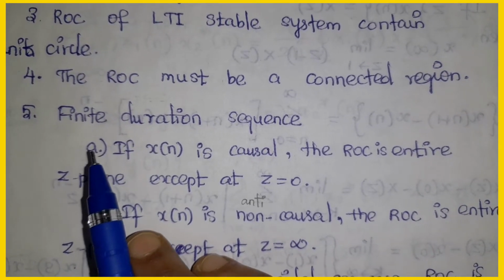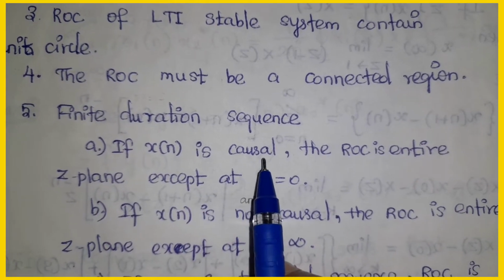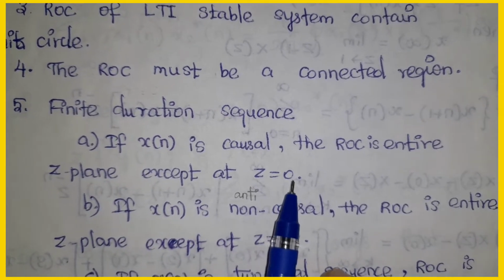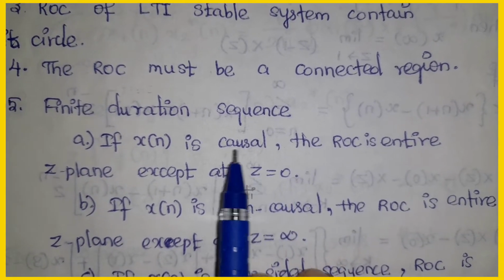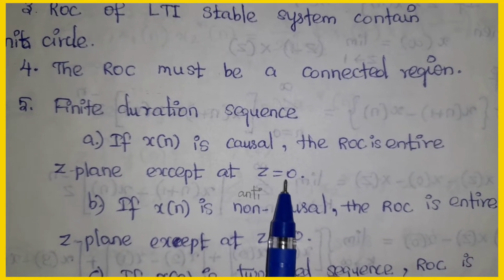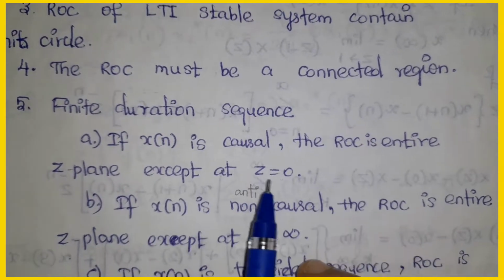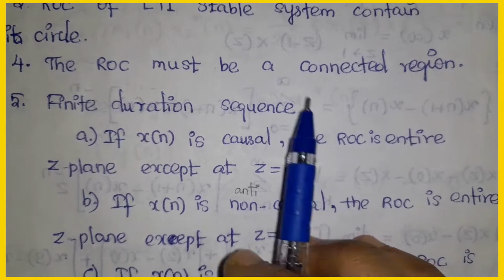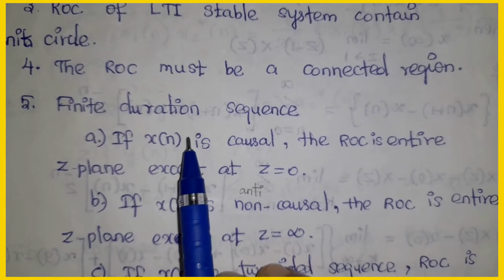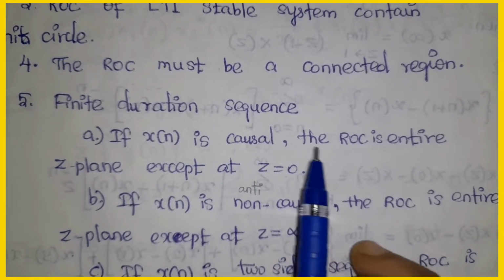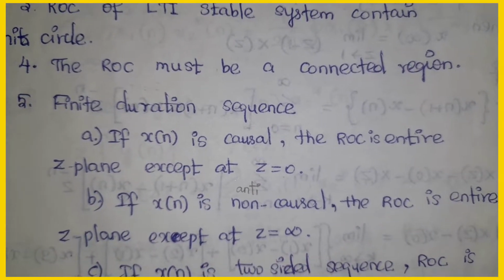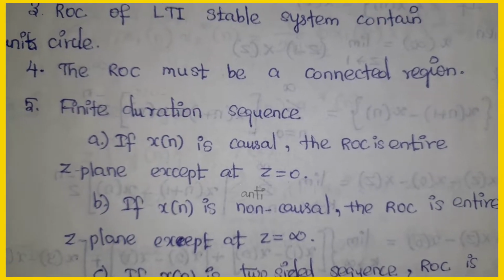First one, A. For example, if x of n is causal, the ROC is the entire Z plane except at Z equal to 0. So it means the ROC is a region of a circle, with the value except Z equal to 0. The remaining portions are all covered from this Z plane. The circle will be only present in the x of n. So that is called as: if x of n is causal, the ROC is the entire Z plane except at 0. For example, I will show you what this causal function is.